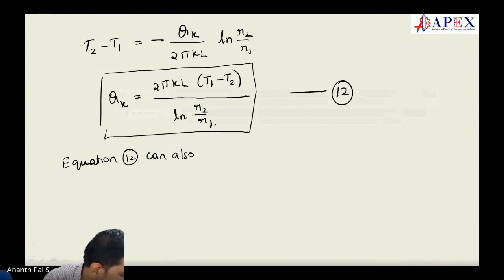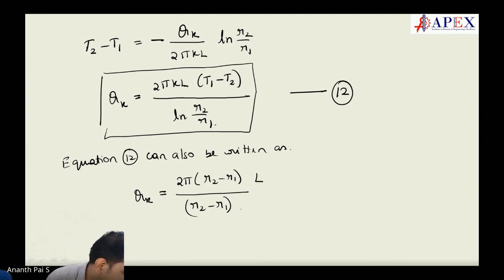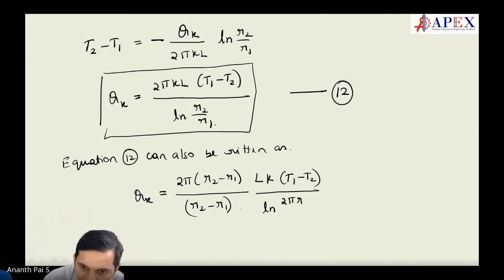Equation 12 can also be written as Qk is equal to 2 pi into R2 minus R1 divided by R2 minus R1 into L, which is already there, into T1 minus T2, and then in the log we write log of 2 pi R2L divided by 2 pi R1L.